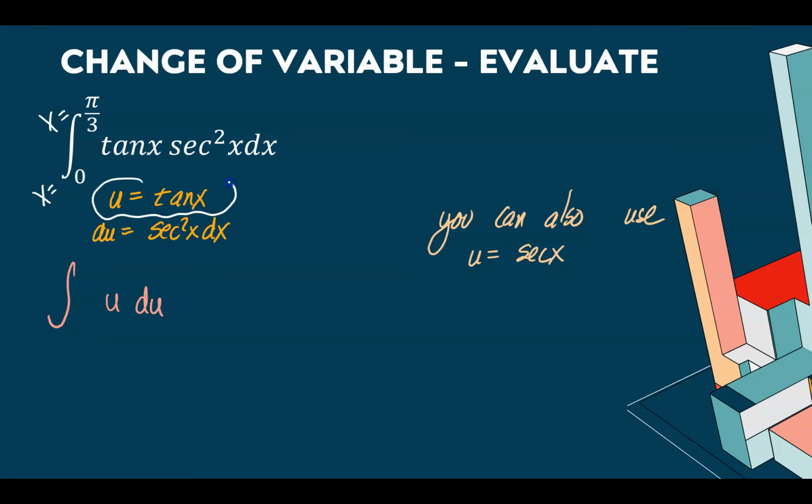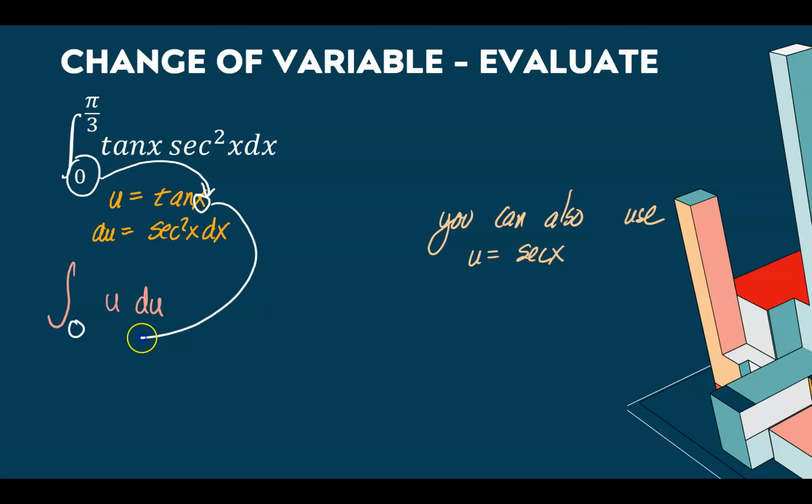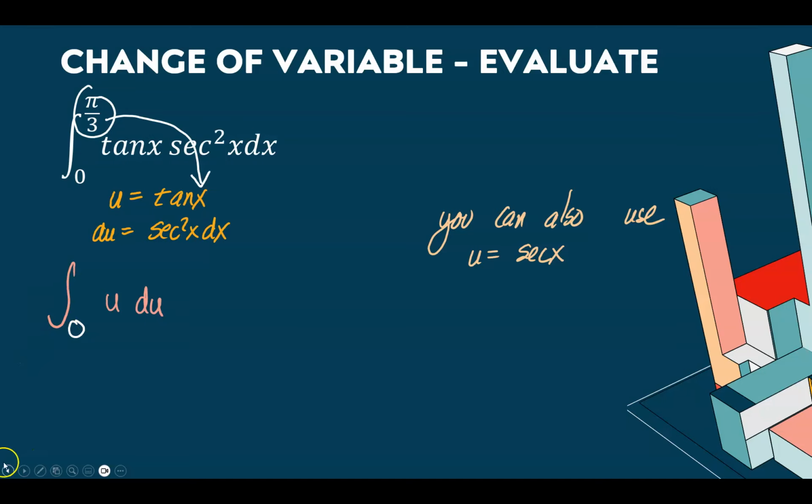So what we need is something that converts x's into u's, and that is tangent. Because that says the u value is tangent of the x value. So we're going to take 0, put it in here. Tangent of 0 is 0, and we put that down here for the lower bound of integration. And then tangent of pi thirds is square root of 3.